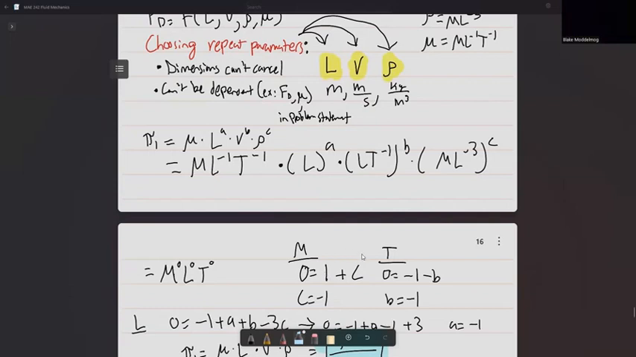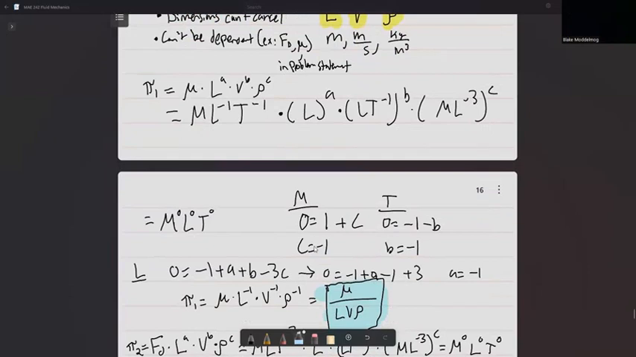Then following suit, we do it with time. 0 is equal to negative 1. See that? Bringing a negative 1 power down here. And then it's going to be t to the negative 1 times b, which is going to be t to the negative b power. So that's going to be 0 is equal to negative 1 minus b. b is equal to negative 1. Just doing the same pattern here for length. 0 is equal to minus 1 plus a plus b minus 3c. We're taking the negative third power, multiplying it by c. So we just get that out, we plug in the negative ones, and funny enough, we get -1 as well.